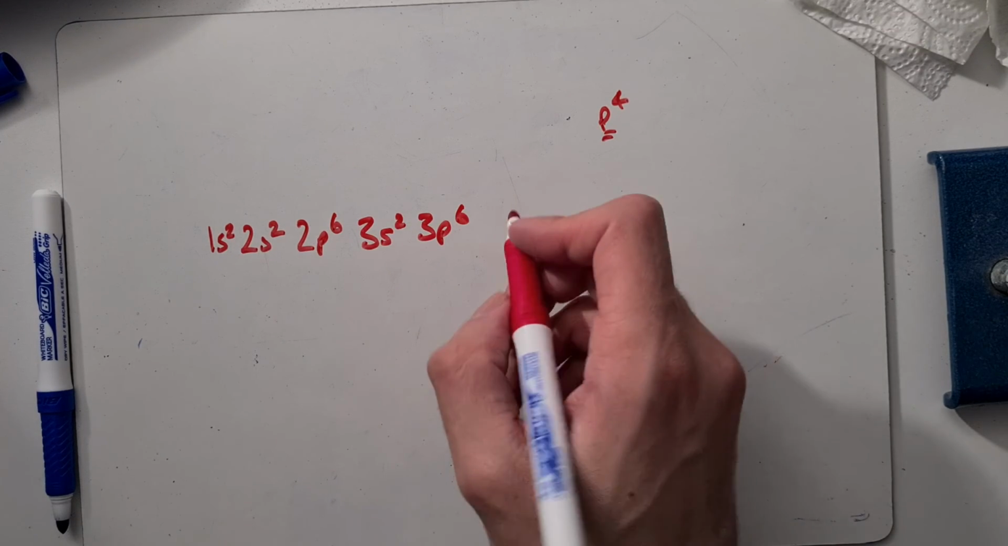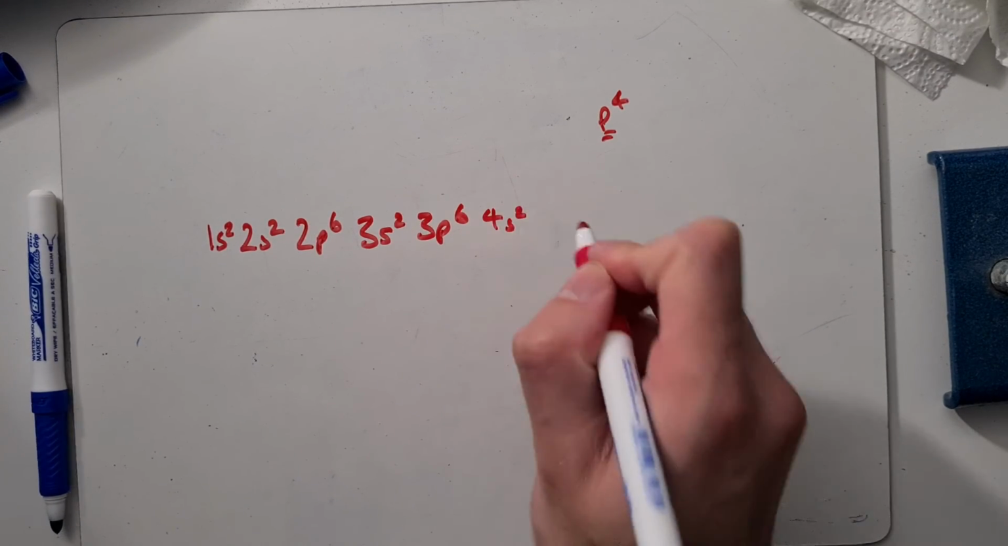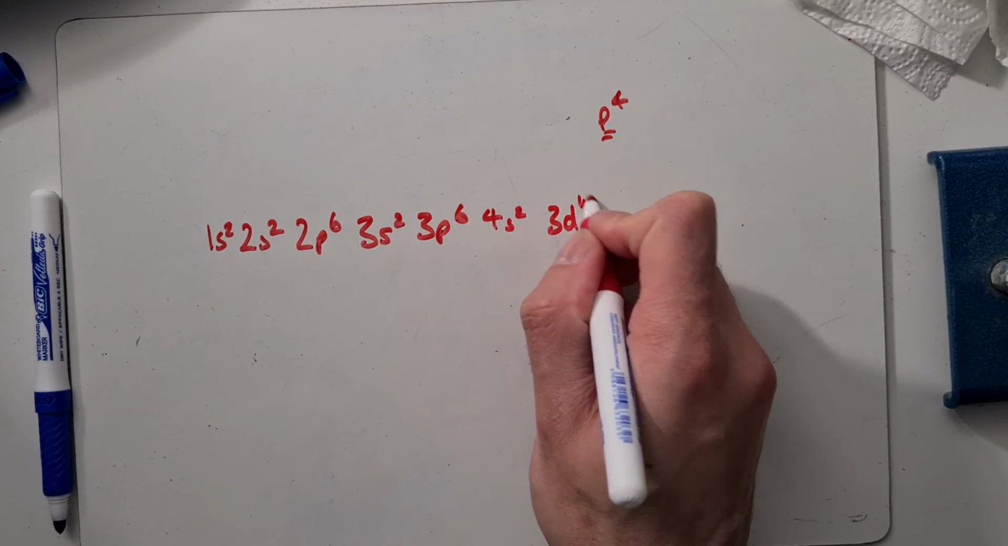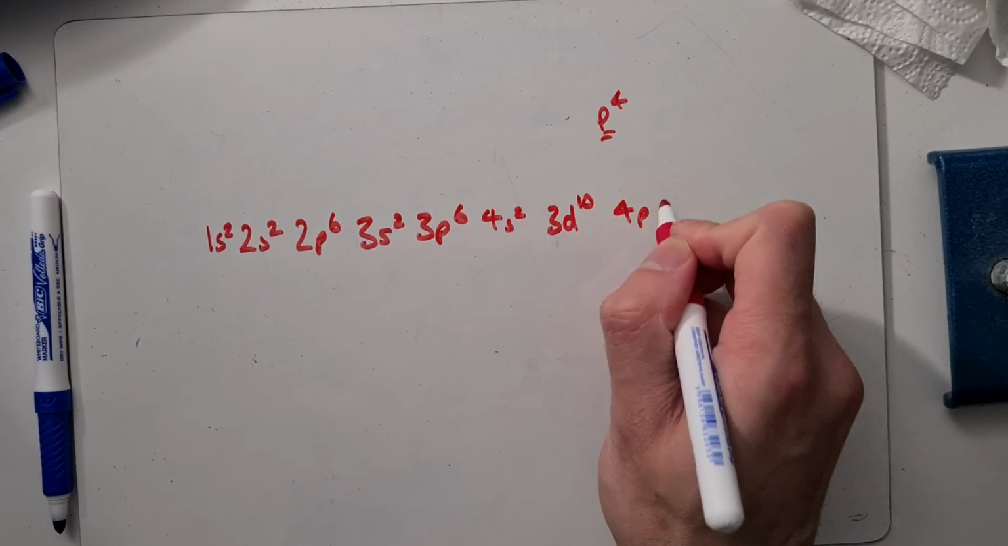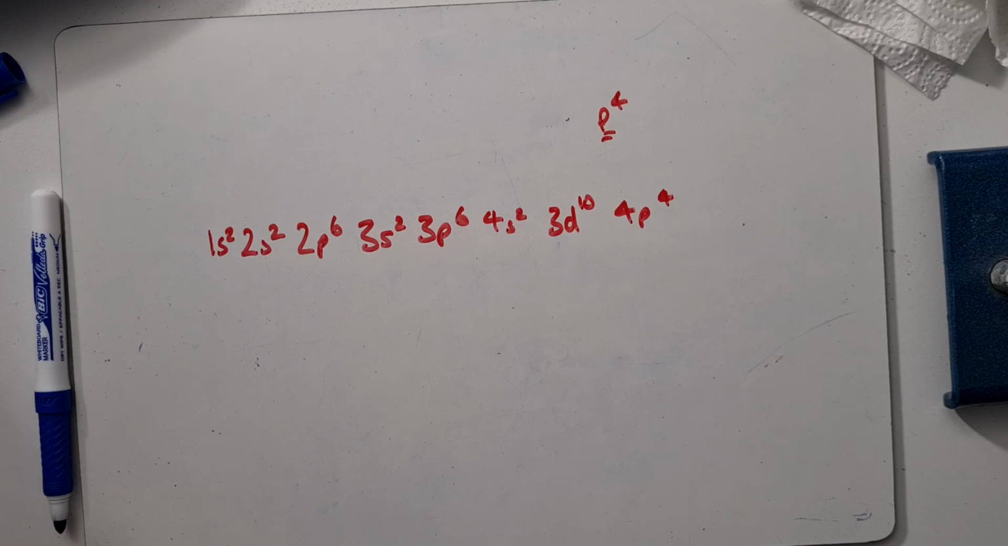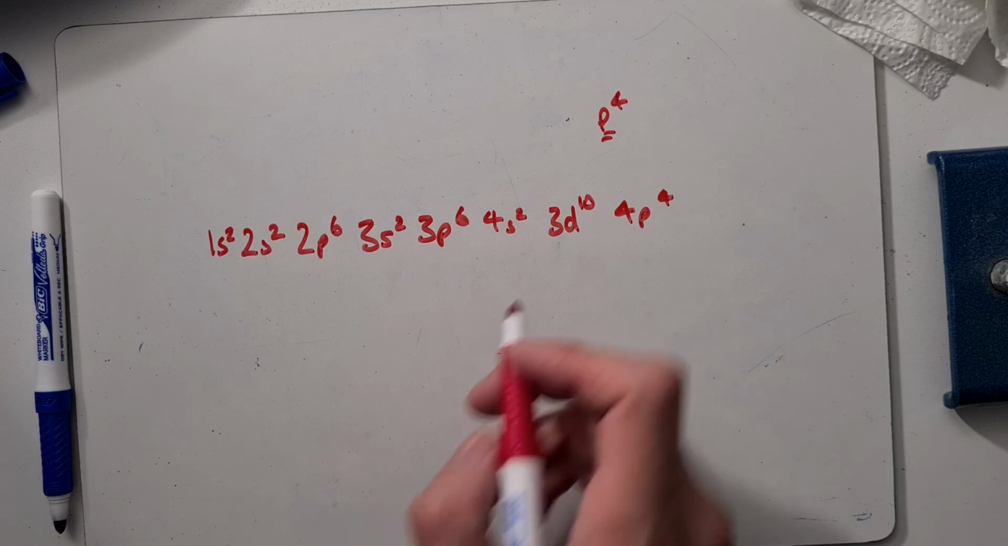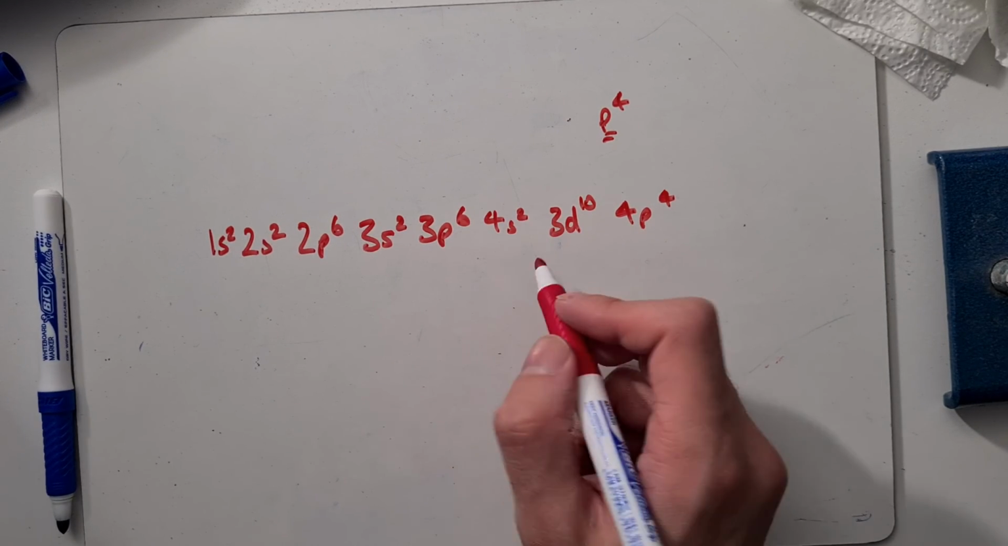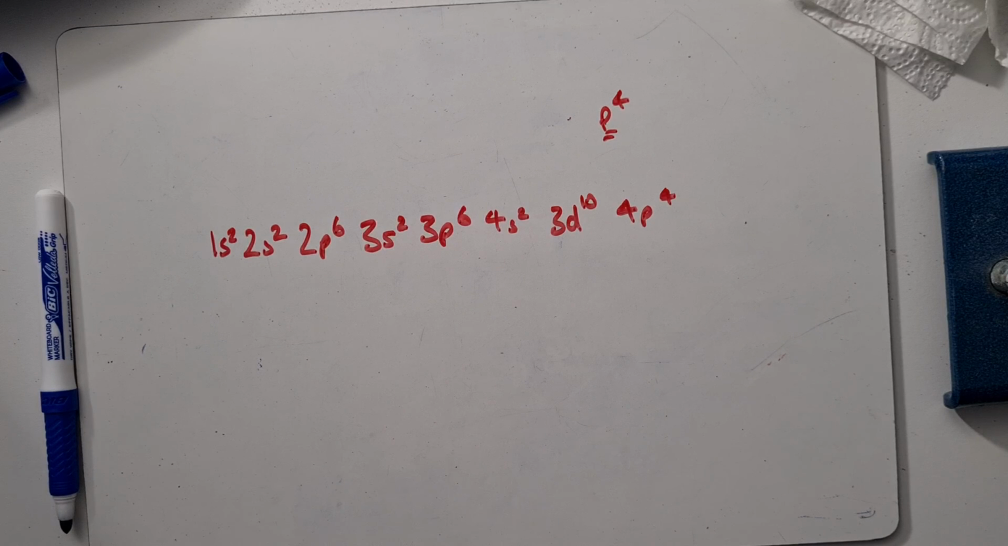Now selenium is in the period below, which goes 4s2, 3d10, and then 4p4. You can quickly check by adding all of these up. If you had these two the other way around and had 3d10, 4s2, that would be absolutely fine. You get the mark for that. And that is question 19.